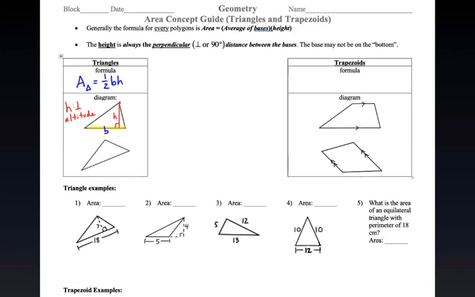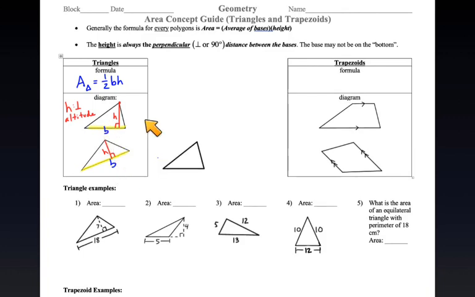So the height always has to be perpendicular to the base. So if you're going to make this side down here on the bottom your base, the height is going to be the altitude that goes from the opposite vertex down to it, making a right angle. Here on this guy, if I make this side over here the base, well, the height is going to come from that opposite vertex and be perpendicular to it.